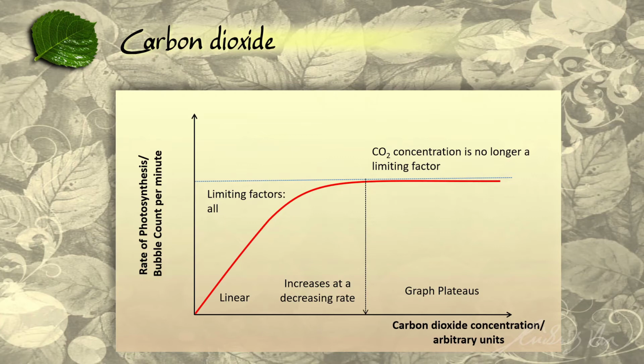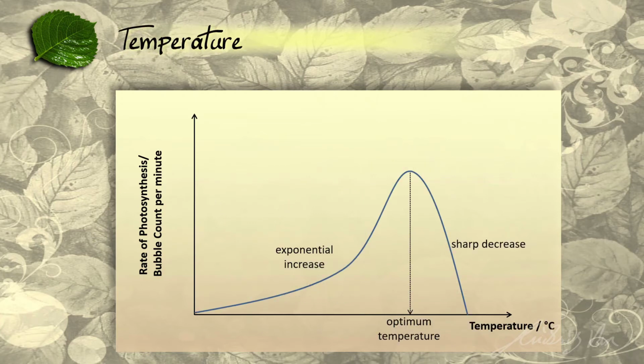Lastly, let us take a look at the graph of temperature and rate of photosynthesis. How does the rate of photosynthesis change with increasing temperature? It will be something like this, which should be very familiar to you because it is basically the enzyme activity against temperature graph. There's an exponential increase until the optimum temperature, after which there will be a sharp decrease because enzymes have been denatured. So this shouldn't be a surprise, and you should be familiar with the graph.